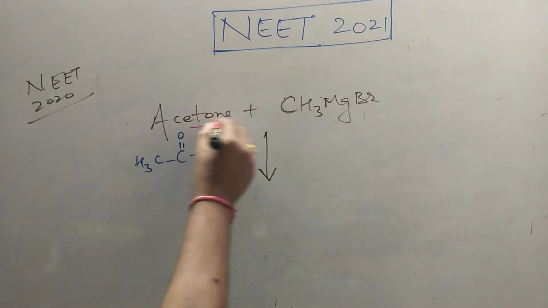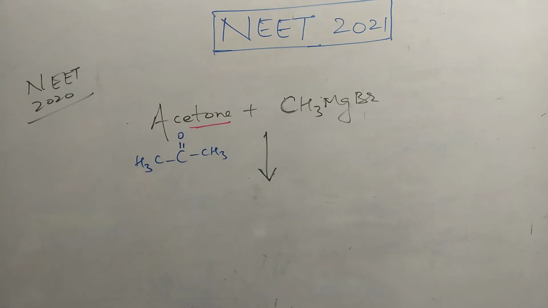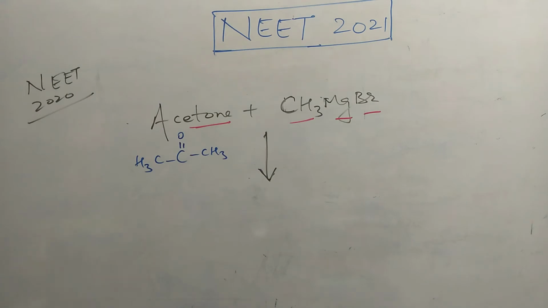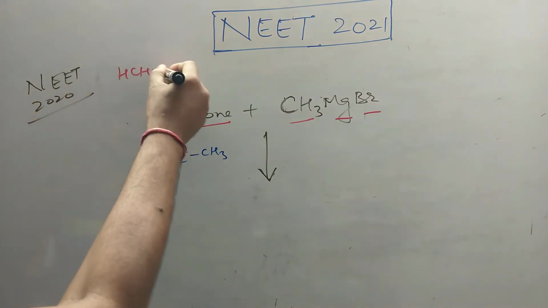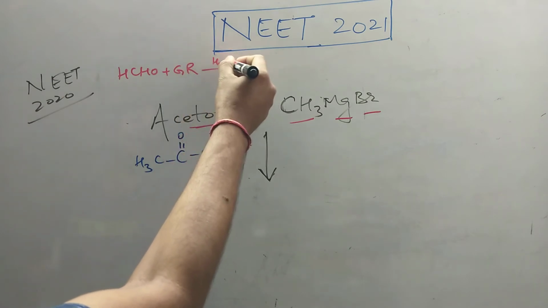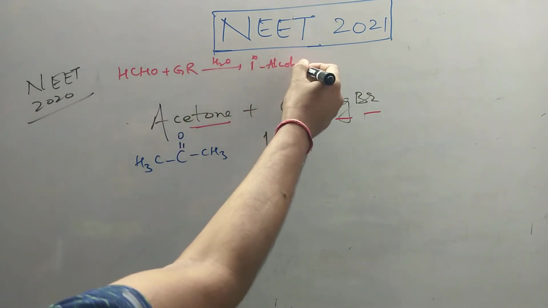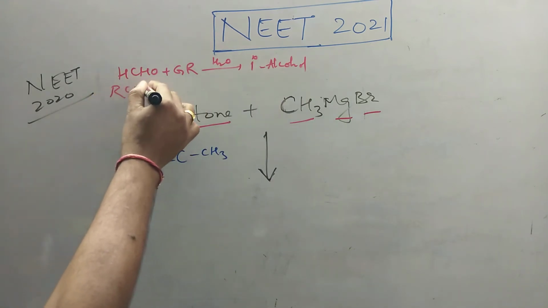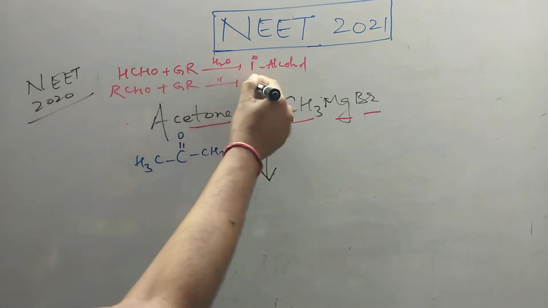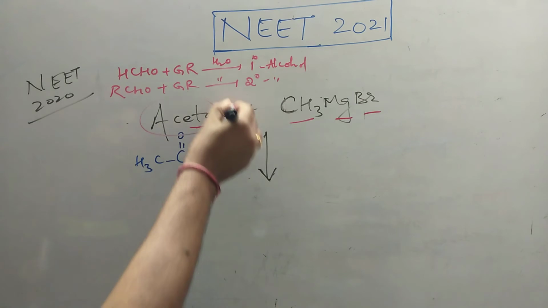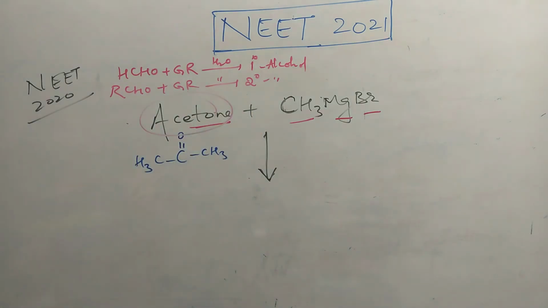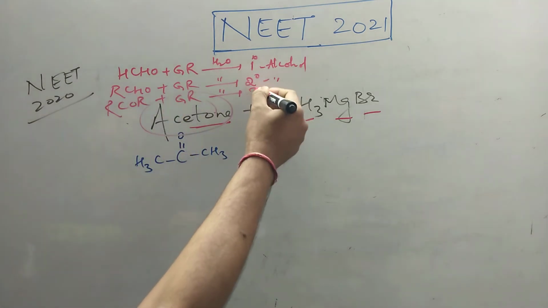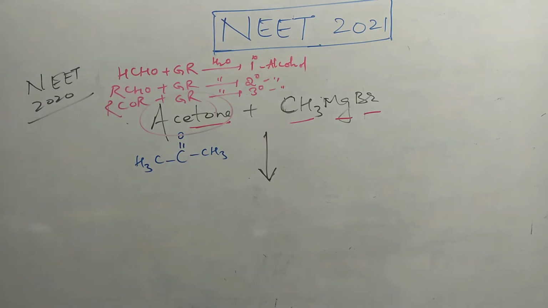Now this question was asked in 2020, student. Acetone was treated with methyl magnesium bromide and they asked what type of alcohol will be formed. So keep this in mind. When formaldehyde reacts with Grignard reagent and undergoes hydrolysis, it forms 1 degree alcohol. When other aldehyde RCHO reacts with Grignard reagent and undergoes hydrolysis, it forms 2 degree alcohol. But when ketone, like acetone, reacts with Grignard reagent and undergoes hydrolysis, it forms 3 degree alcohol. So your answer will be a tertiary alcohol.